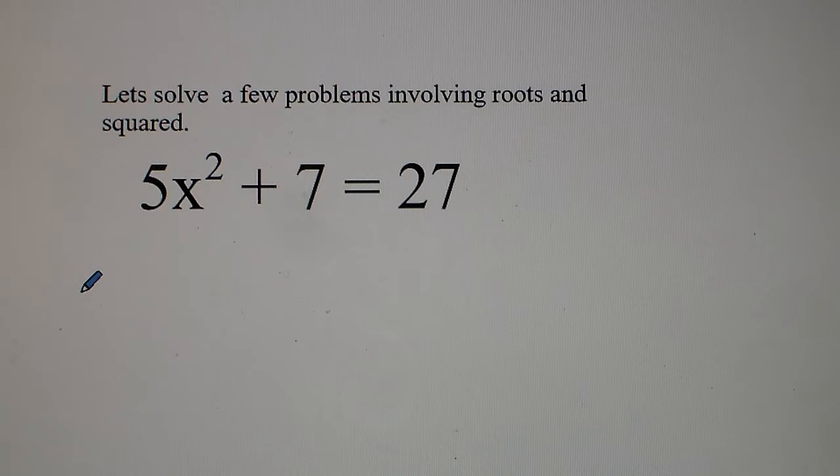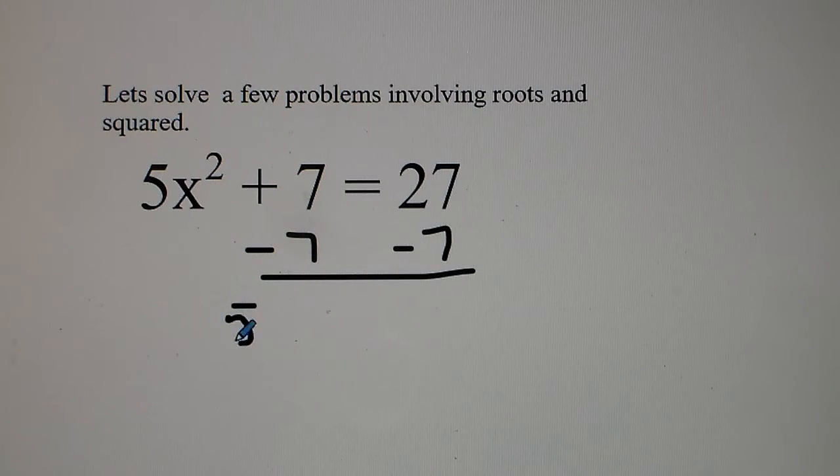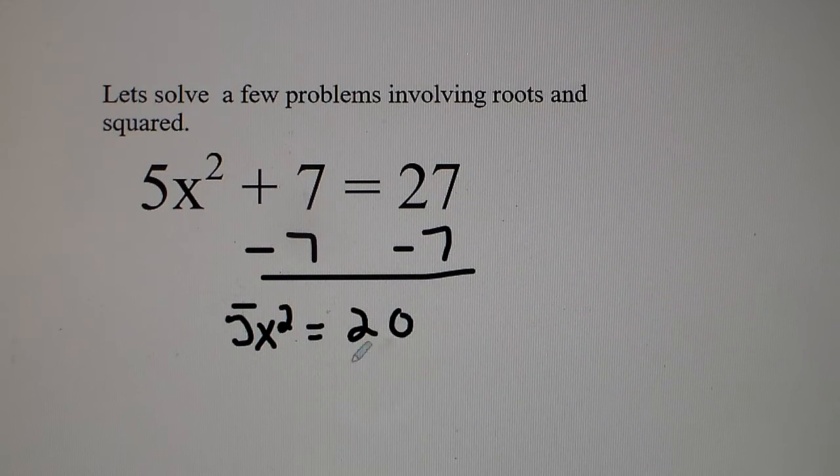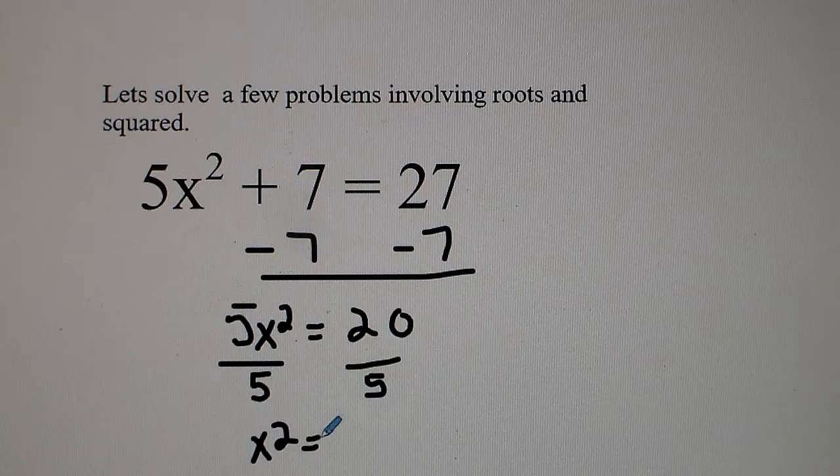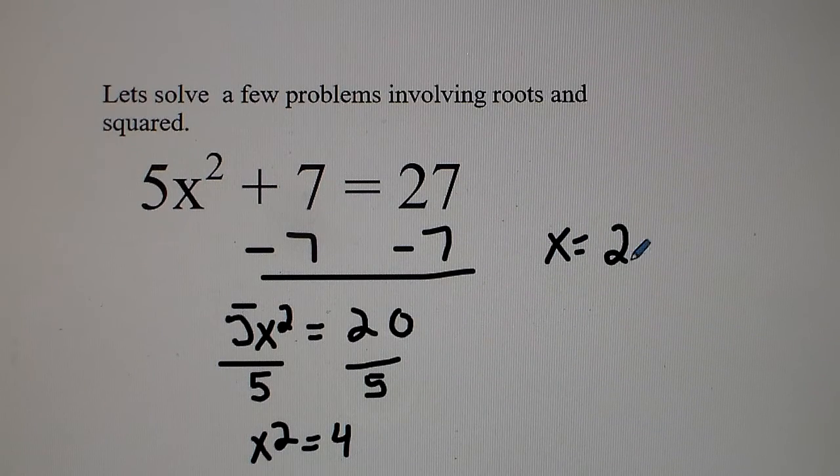Let's try a problem like this. We have 5 times x squared plus 7 equals 27. So we're going to try to get that x squared by itself. So we subtract 7 from both sides. So we get 5x squared equals 20. Divide by 5 to both sides. And we get x squared equals, I'm sorry, equals 4. Square root both sides. So the square root of x squared is x. The square root of 4 is both positive 2 and negative 2.